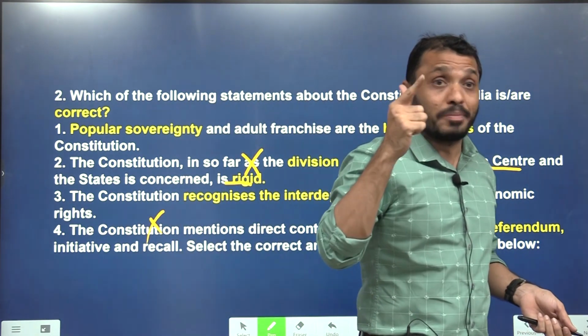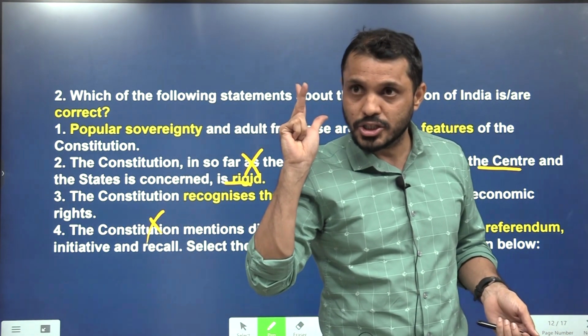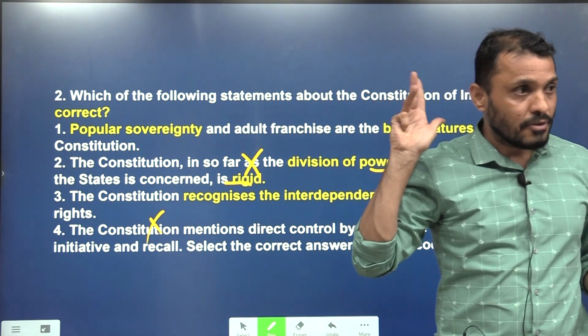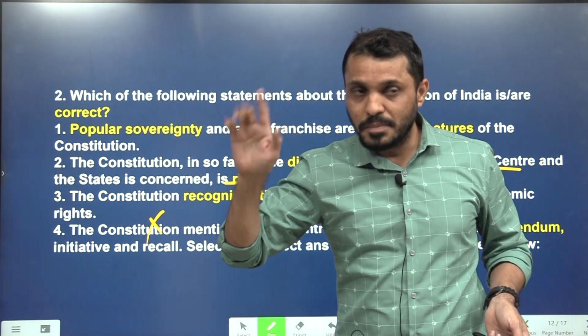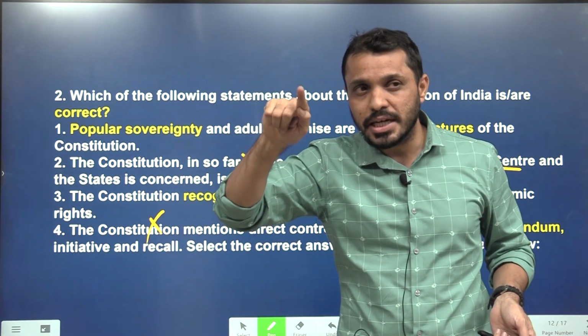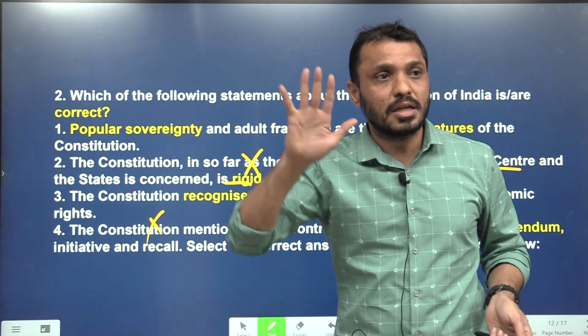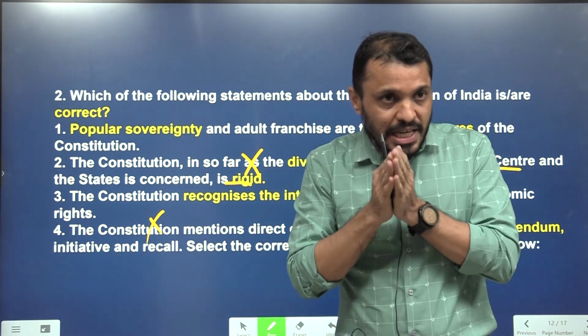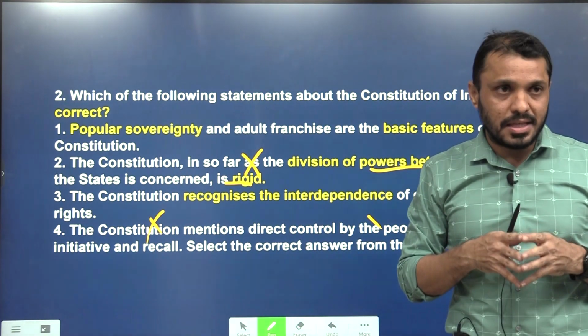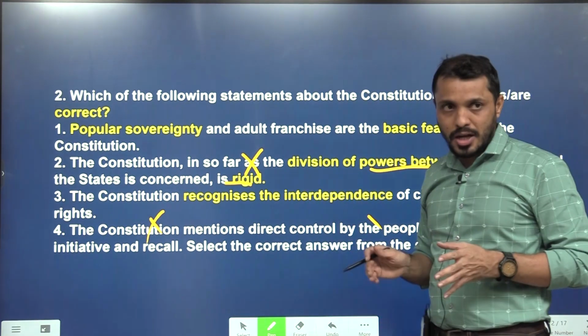Sabha makes a special resolution allowing the parliament to make laws on the state list, the third condition; during the time of emergency, the fourth condition; and during the time of President's rule, the fifth condition. That means parliament can make laws on the state list in these 5 possible situations. That means the division of power is not rigid. It is only indicative in nature but not exhaustive. So the second statement is also wrong.